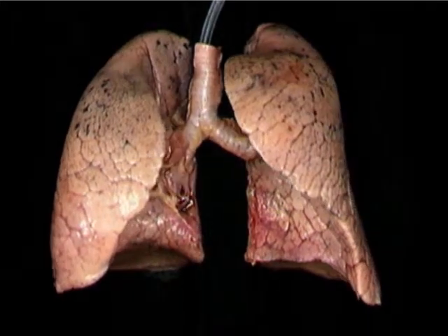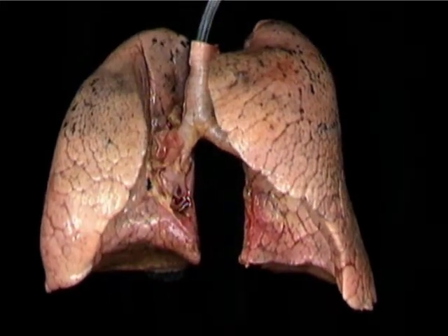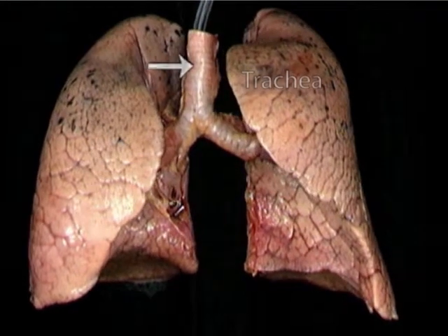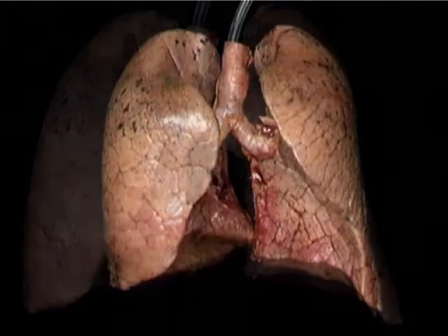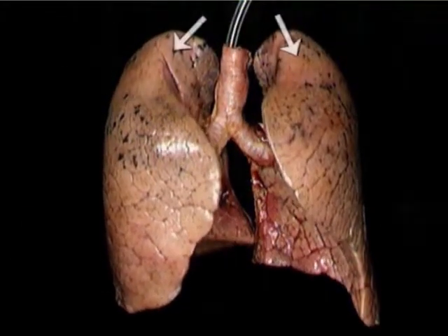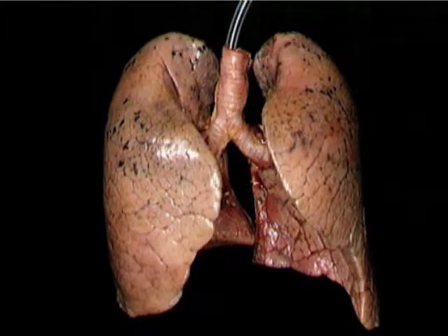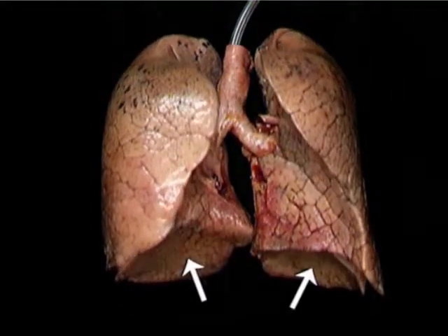Here, the lungs seen from the front are being inflated by air to maintain their shape. This is the trachea, and these are the principal bronchi. The narrow superior portion of the lung is the apex, and the wider inferior portion is the base. Between the two lungs lies the heart and great blood vessels.